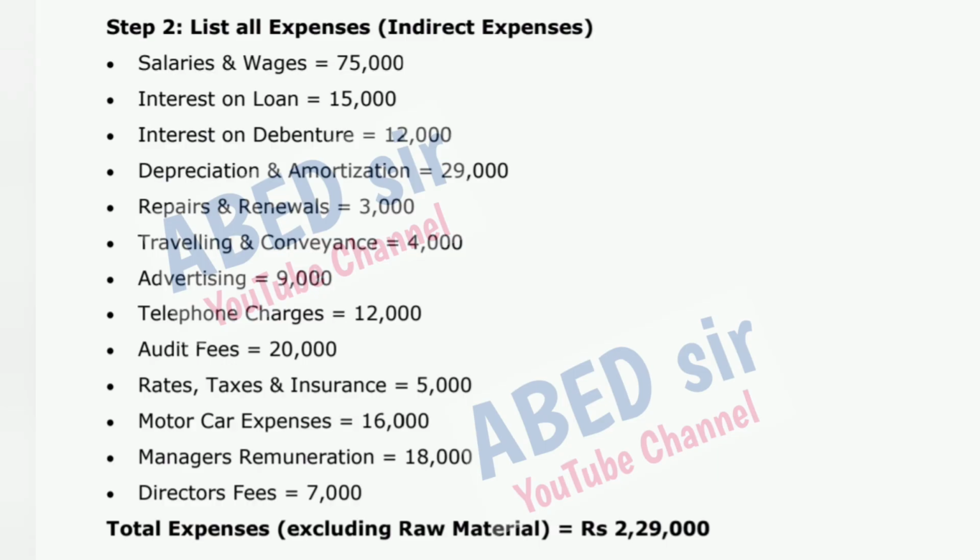Telephone charges is equal to 12,000. Audit fees is equal to 20,000. Rates, taxes and insurance is equal to 5,000. Motor car expenses is equal to 16,000. Manager's remuneration is equal to 18,000. Director's fees is equal to 7,000. Total expenses, excluding raw material, is equal to 2,29,000 rupees.